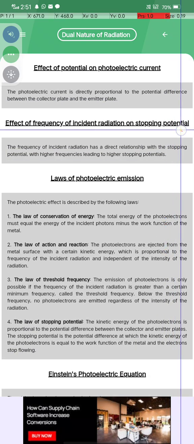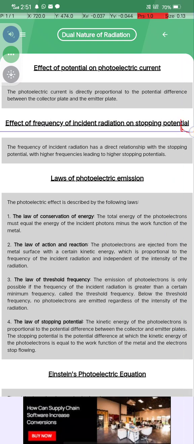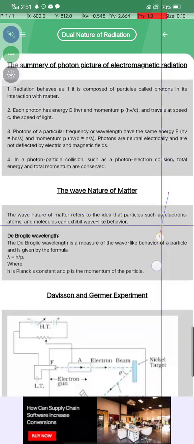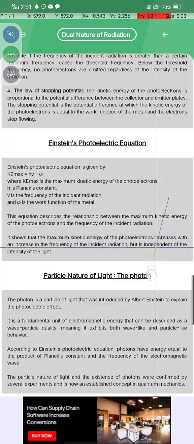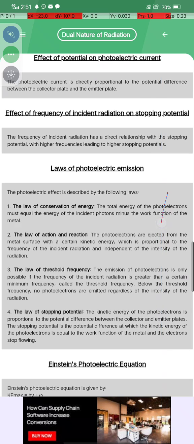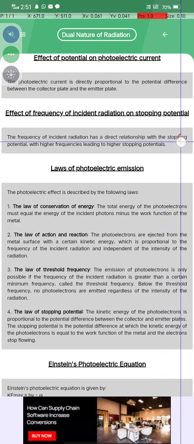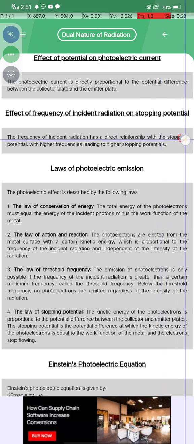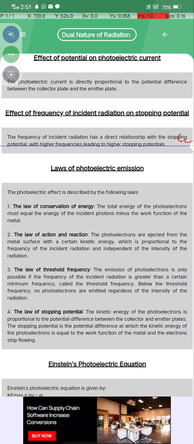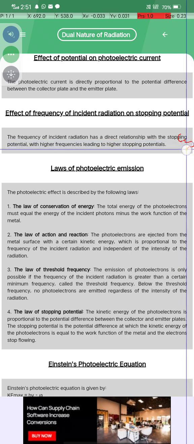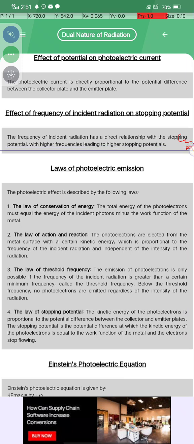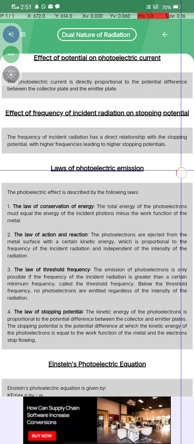Effect of the frequency of incident radiation on the stopping potential. The frequency of incident radiation has a direct relationship with the stopping potential, with a higher frequency leading to a higher stopping potential. Laws of photoelectric emission, what are they?